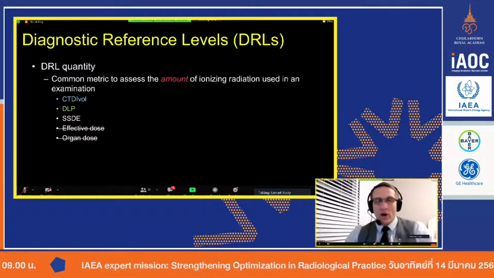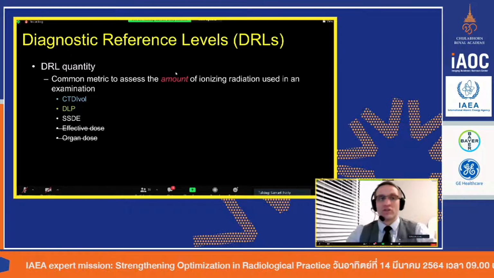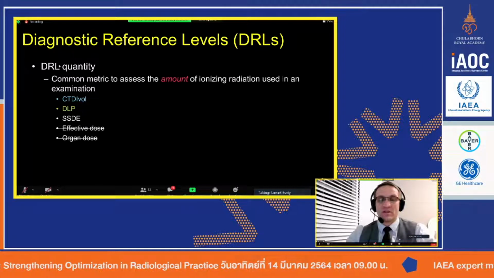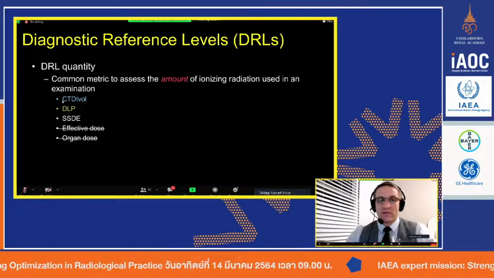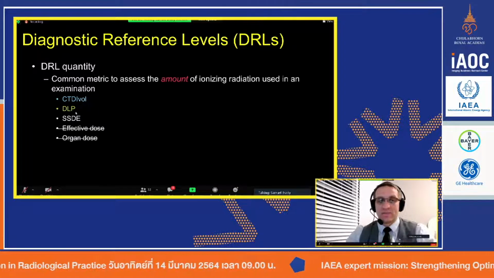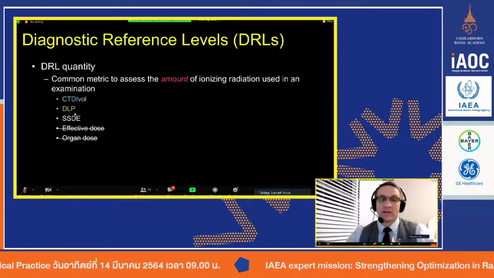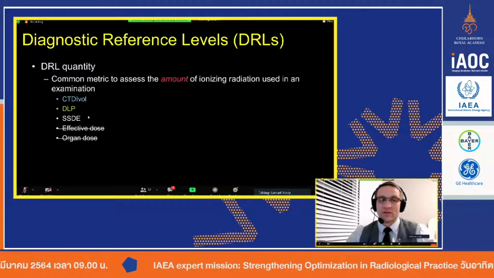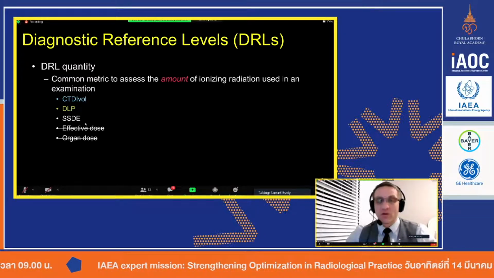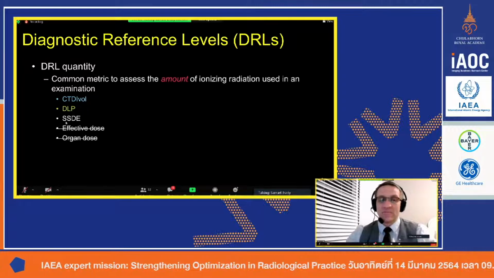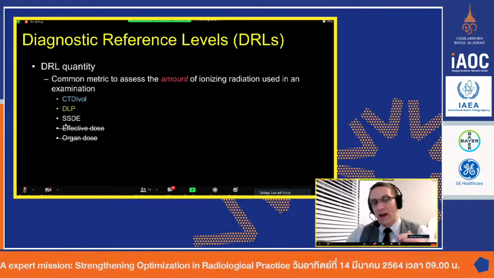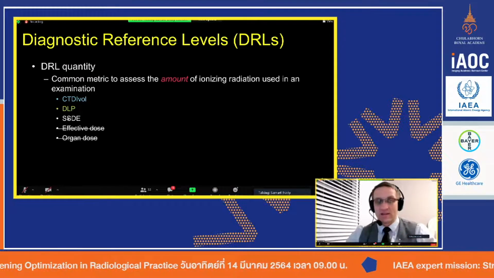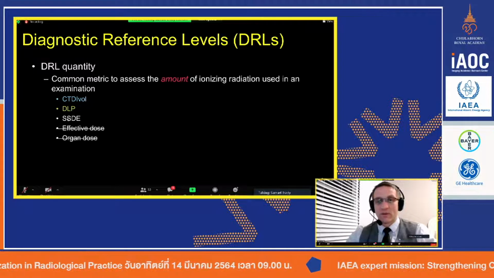And what are the values that we should use to calculate or to track for DRLs? We talked quite a bit about the volume CTDI and the DLP, and that is what you guys have done. In Thailand, you have national DRL values established around these two. There are also opportunities to use SSDE, probably not now, but definitely going forward, SSDE I think is going to be a very important metric.